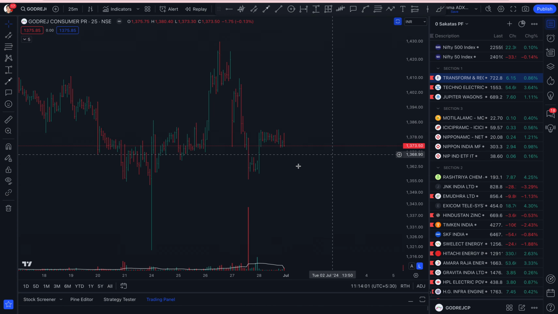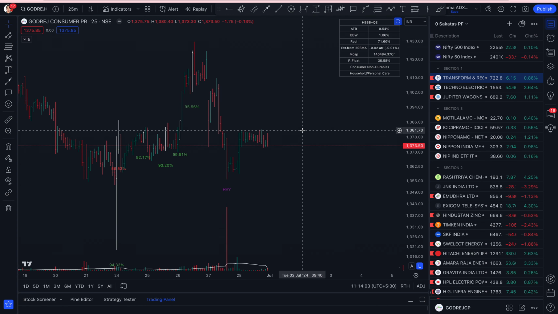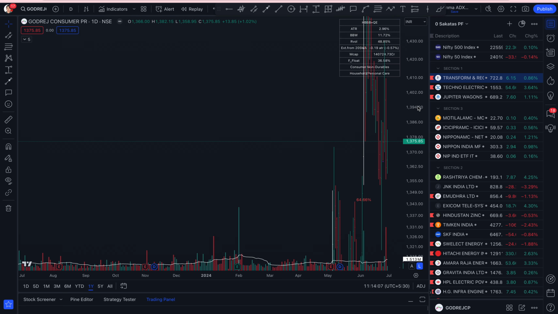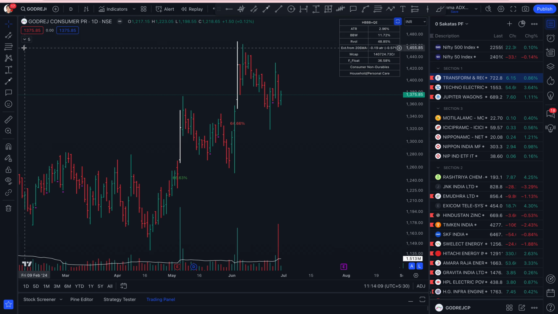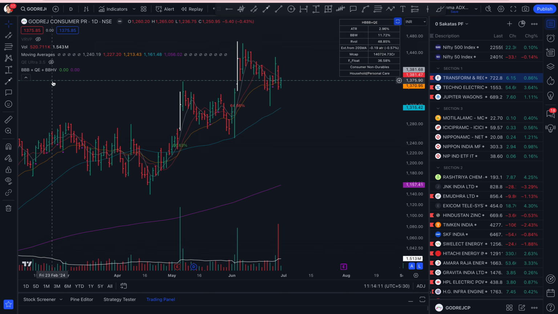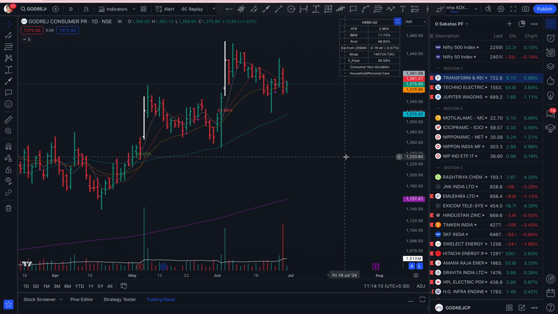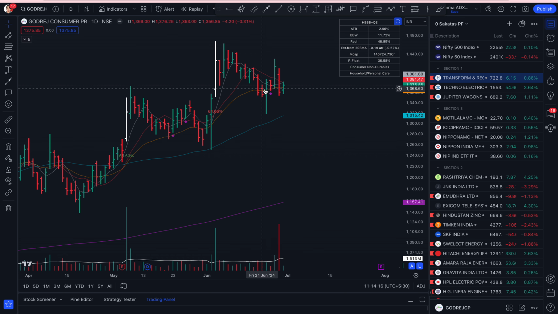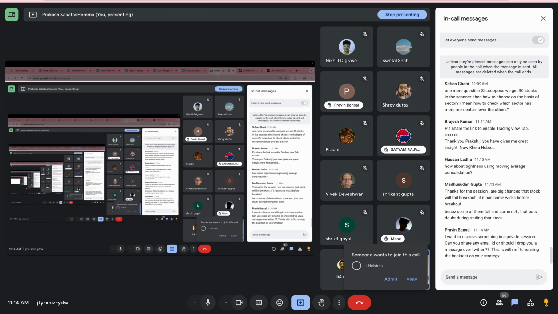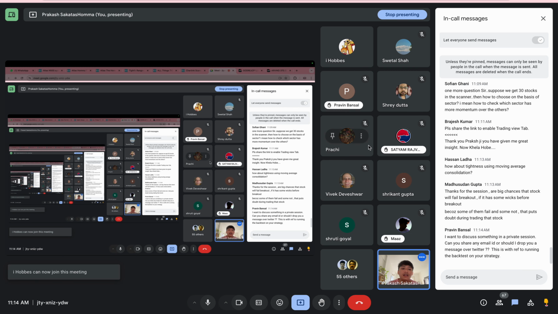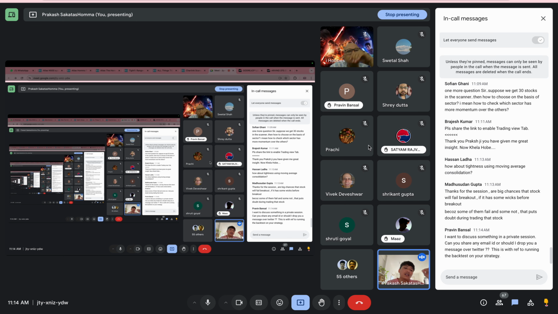Godrej Consumer, go to the daily chart, and then go to a moving average. You will see that the short term moving averages are lining up and flat. If any moving average is flat, it will tell you in that time frame that the stock has not been moving much, which in other words can tell you that, because the moving average is flat, it is basically not giving that much movement.